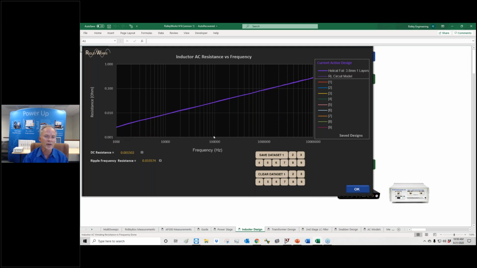If I look at my switching frequency, the resistance is 33 milliohms, the DC resistance is 1.5 milliohms. Okay, I know it's a little bit lower than the data sheet. That's because we used a thicker foil than they used in the real product. So you've got that extra flexibility in there as well. All right, so let's go take that there.